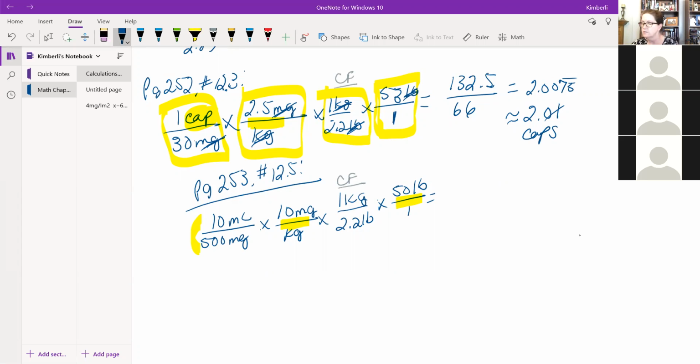Okay, so when we do this math, we have 10 times 10 times 50, which is 5,000. And on the bottom, we have 500 times 2.2.